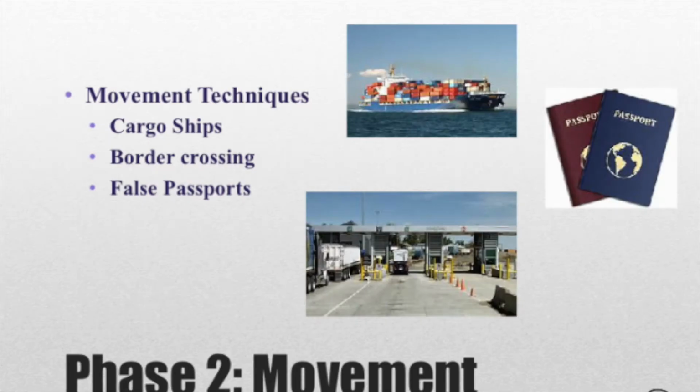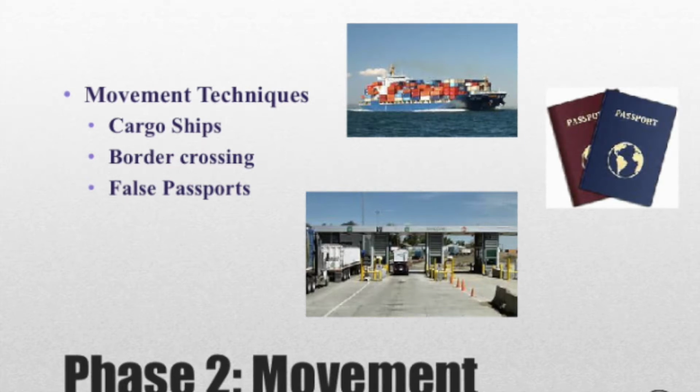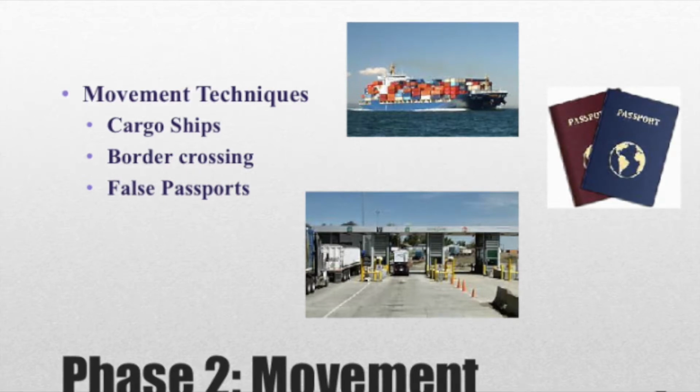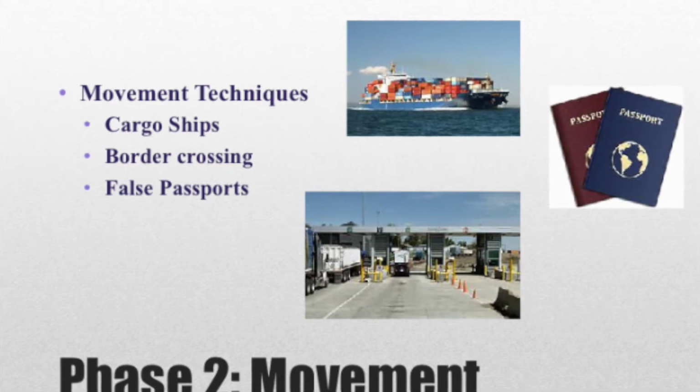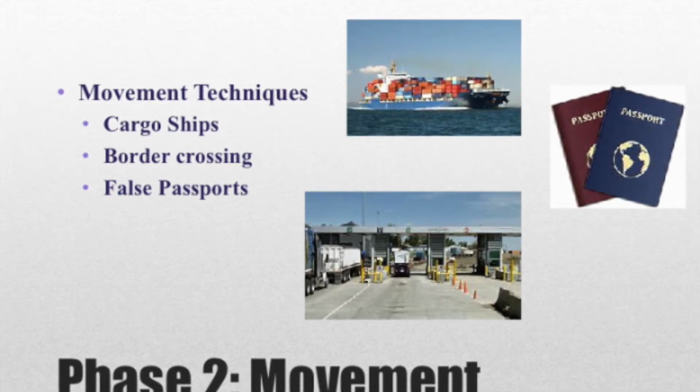In the second phase, victims are transported from the country in which they are acquired to the destination country through a variety of ways. Three of the most common ways to transport victims are by cargo ships, border crossings, and false passports. Cargo ships are used when a large number of sex trafficking victims are to be transported to their destination country at one time.